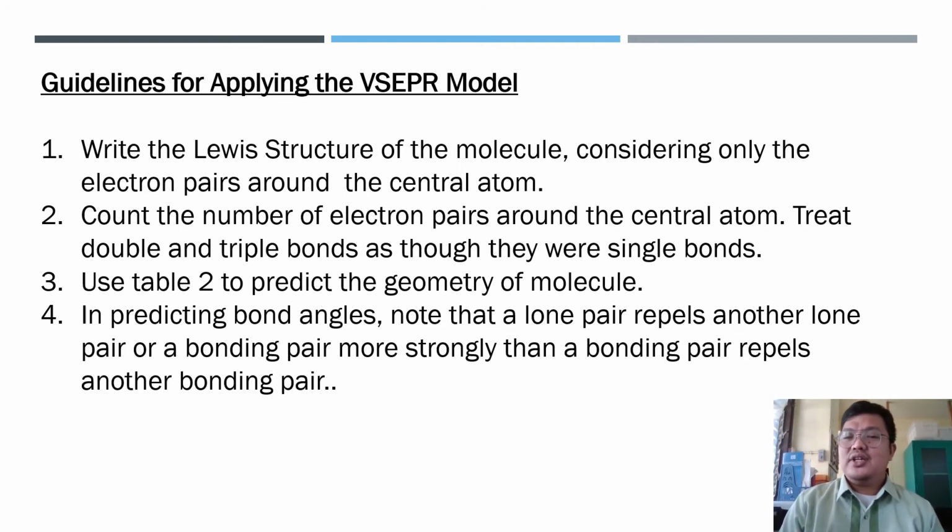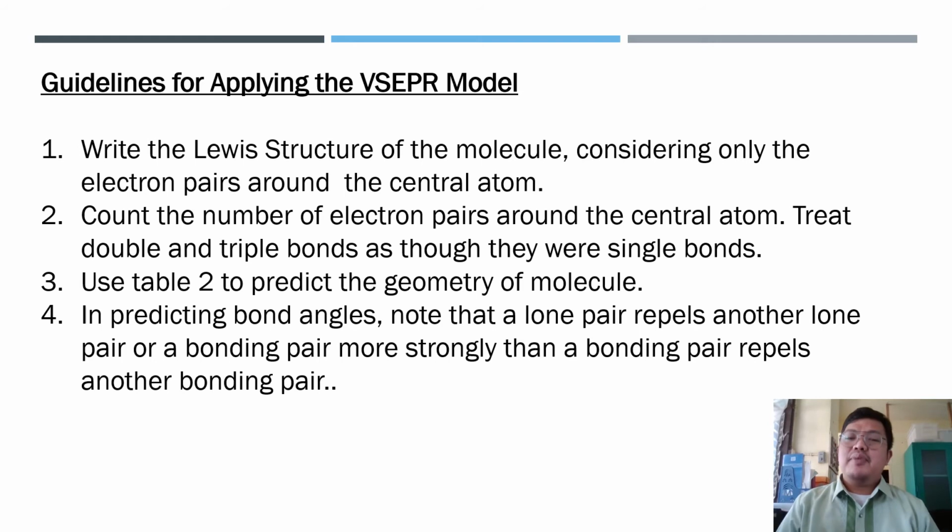Number 2, count the number of electron pairs around the central atom. Treat double and triple bonds as though they were single bonds. Number 3, use table 2 to predict the geometry of molecule. Yung table kanina sa previous slide, yun yung gagamitin natin para malaman natin yung geometry of the molecule. So, di ba tinignan na natin kanina, nandoon na yun para ma-predict.